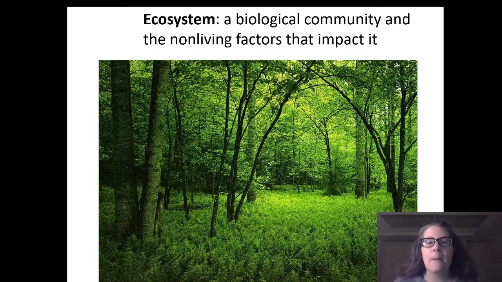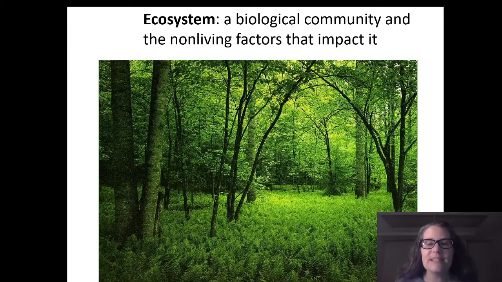We have talked about population ecology, a group of one species and their interactions, and community ecology, which is a group of all kinds of living things within a given space and their interaction. And today we're looking at ecosystem ecology, the last layer of ecology.